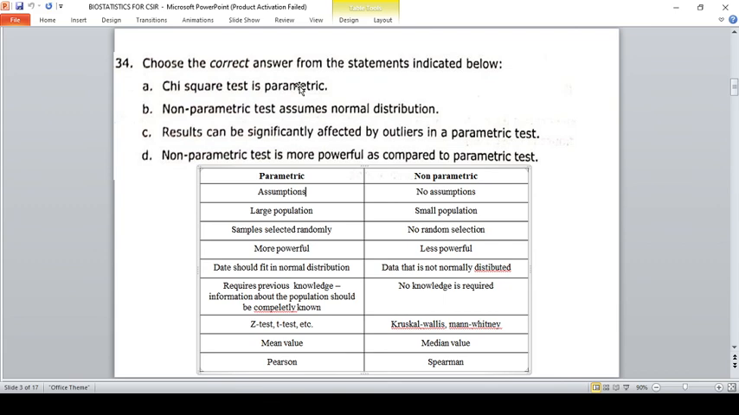So, is chi-square parametric? No, it is not a parametric test. It doesn't follow a normal distribution, and it is a non-parametric test. Non-parametric test assumes normal distribution? No, it is false. A non-parametric test assumes a non-normal distribution. Results can be significantly affected by outliers in a parametric test? Yes, it is very much true. Non-parametric tests are more powerful as compared to parametric tests? No, parametric tests are more powerful when compared to non-parametric tests.